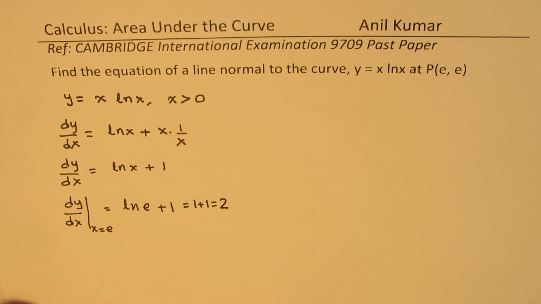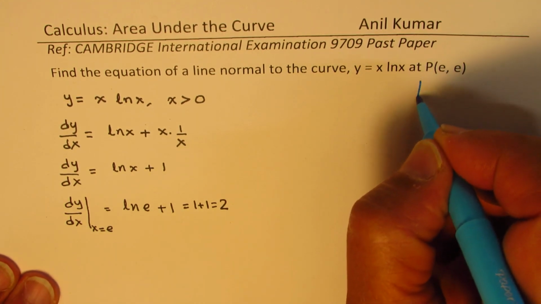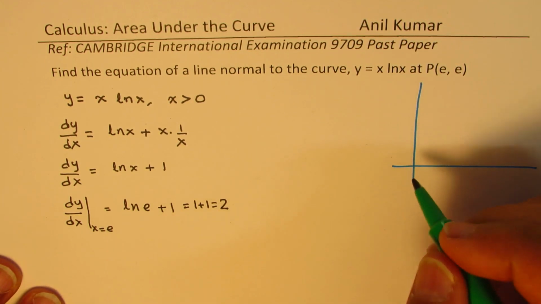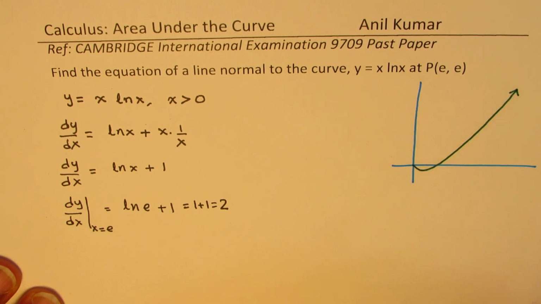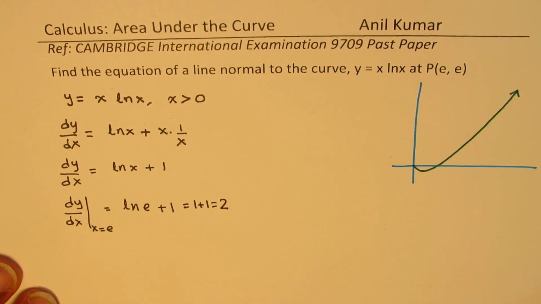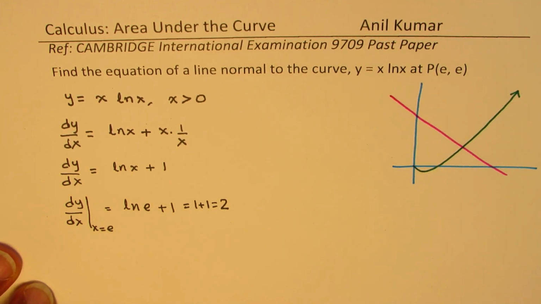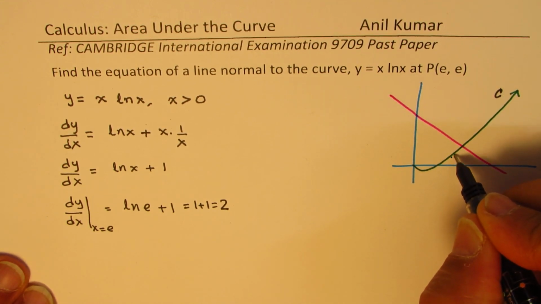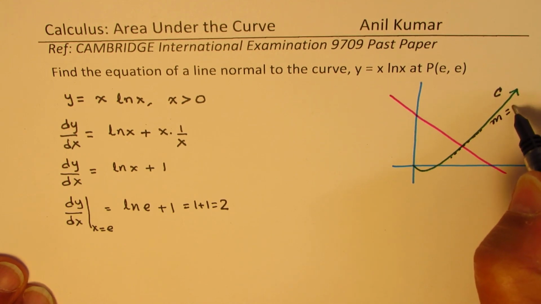Let's reconstruct our graph here. I'm just making a rough sketch of the graph, which looks kind of like this. So we found the slope of the tangent line. Let me just draw a tangent line. This is the curve C. At this point we got the tangent, and the slope of this is 2.